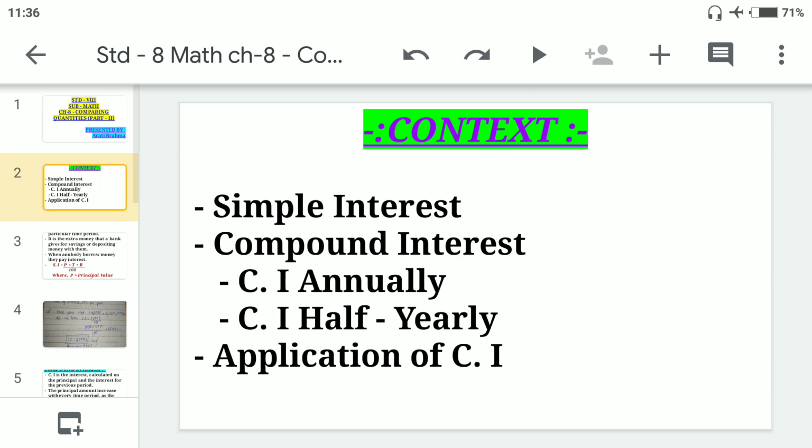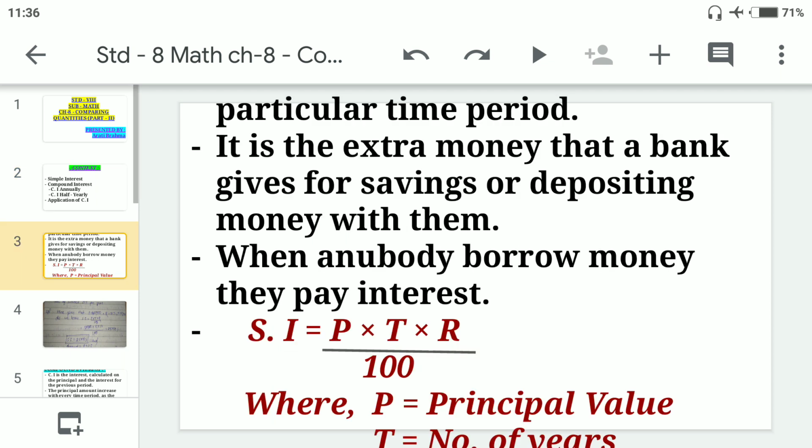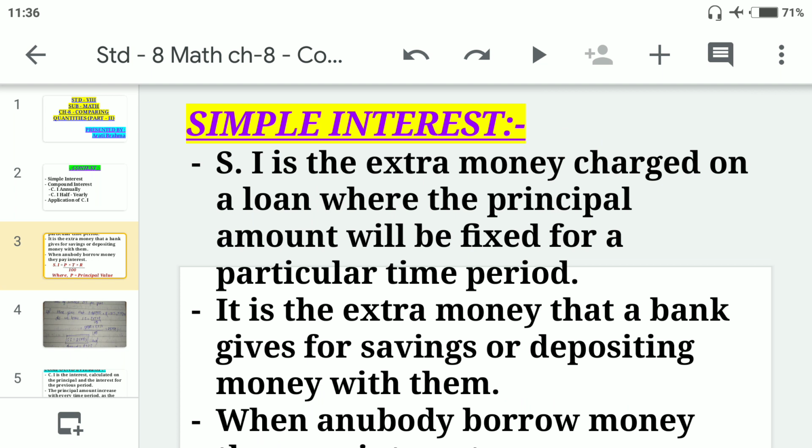Alright, so in this video we are going to read about simple interest, compound interest, how to calculate compound interest annually, how to calculate it half yearly, and applications of compound interest. So first one is simple interest. What do you mean by simple interest?